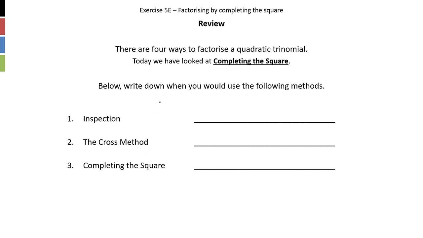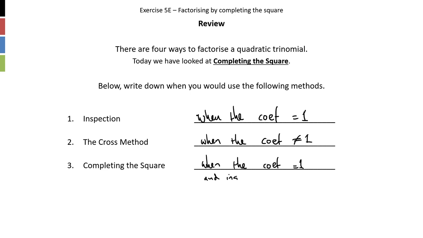Now, when would we use these? Well, inspection is when the coefficient is equal to 1. We try and use that first. The cross method, when do we use that? Well, that's when the coefficient does not equal 1. And then when do we use the completing the square? We use that when the coefficient equals 1 and inspection didn't work.